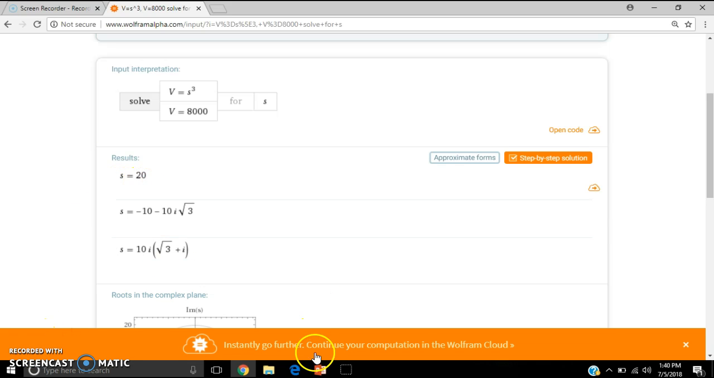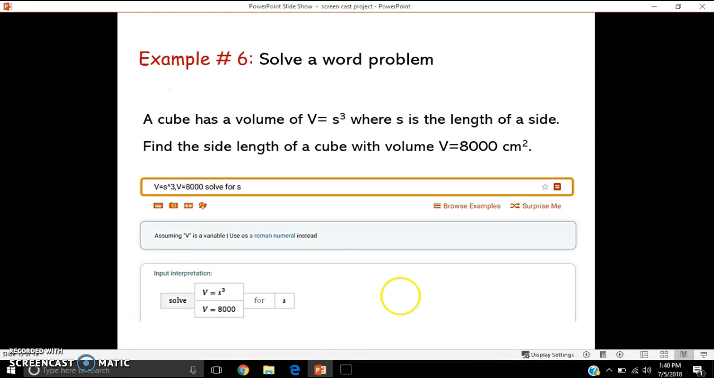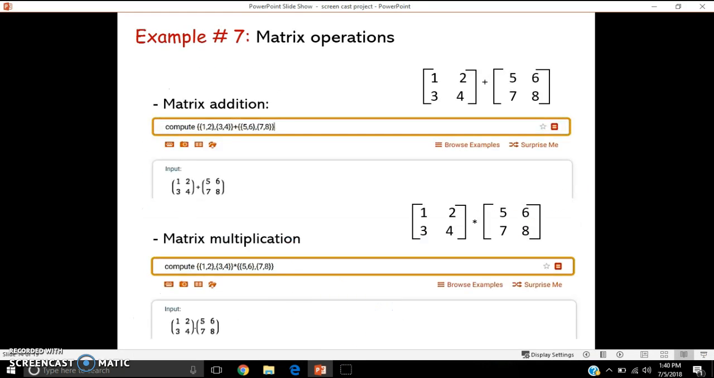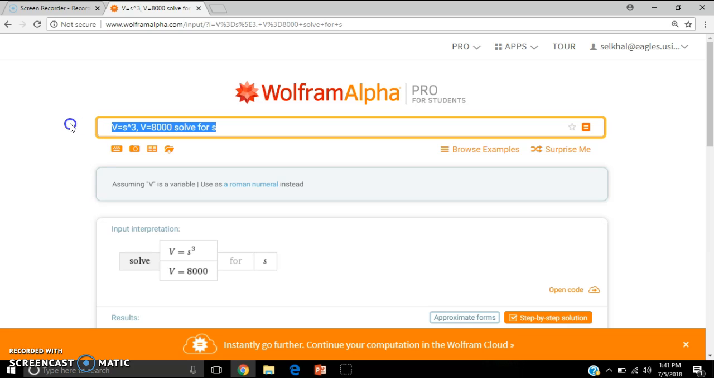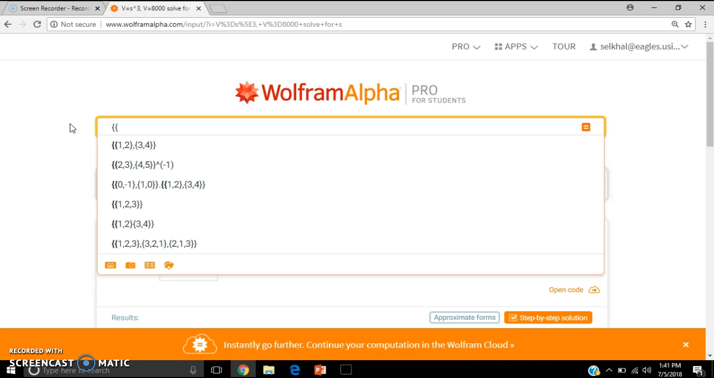Writing these examples, I thought that it might be interesting to include an example with matrix operations, such as adding and multiplying matrices, which can be very simple using Wolfram Alpha. For example, here I need to find the sum of the matrices 1, 2, 3, 4, and 5, 6, 7, 8. To get the matrix notation, I need braces for each matrix and braces for each row. So I'll type braces. This is for the matrix. This is for the row.